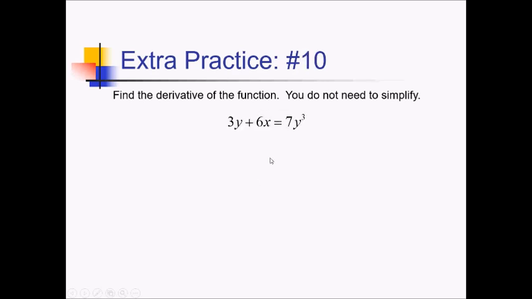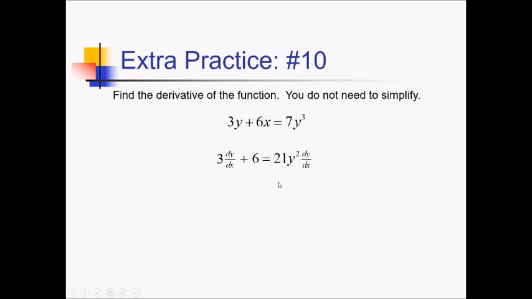For the derivative on this one, since y is pretty much impossible to isolate, I'm going to use implicit differentiation, treating y as an inner function of x anytime I take its derivative. So going from left to right, we've got derivative of 3y. That's going to be 3 times dy over dx, because again, anytime I take the derivative of y, I have to multiply it by the derivative of y, because it's an inner function. Here, this 6x is just going to become 6. And over here, this is going to be 21y squared dy over dx.